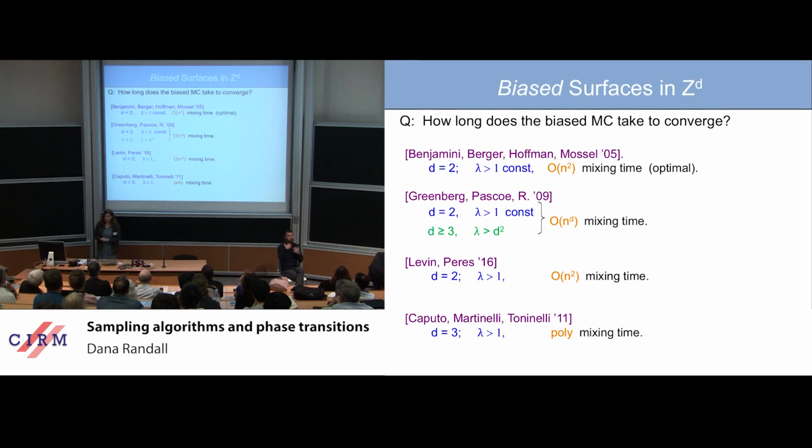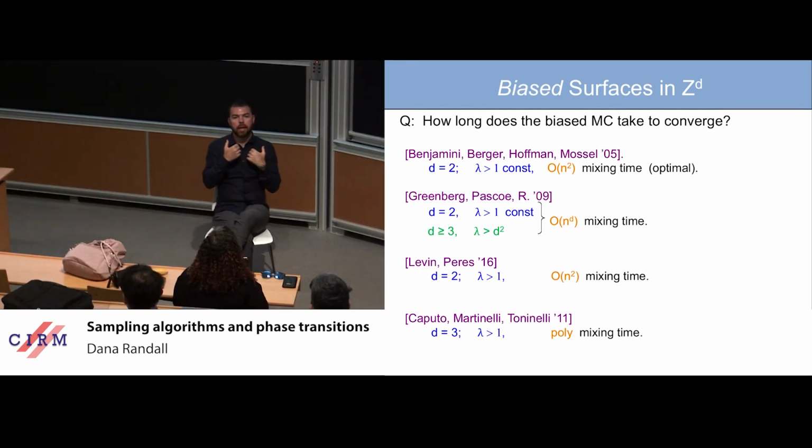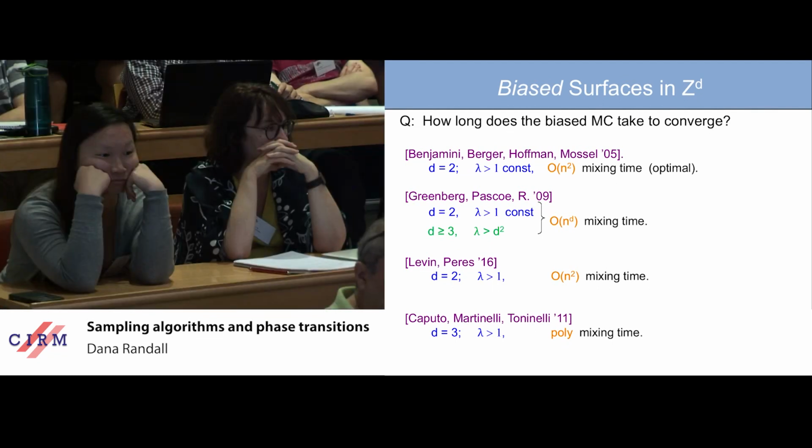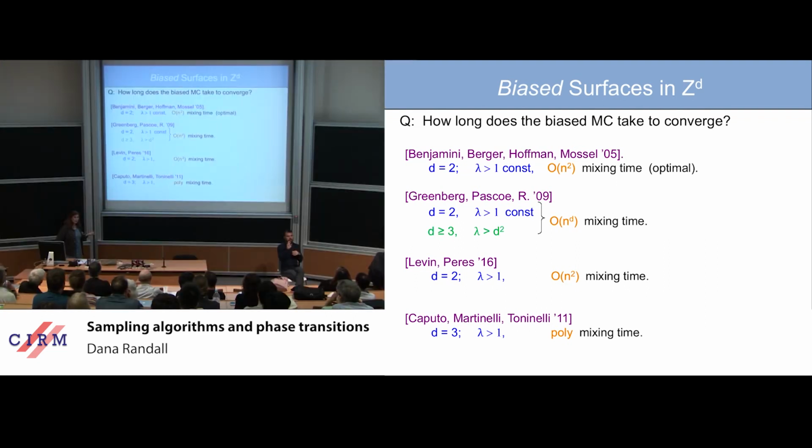So here's the punchline for the biased chain. There were a series of works that all say the same thing, which is that sampling with any bias is fast, okay? So the first work was Benjamini, Berger, Hoffman, and Mossel in 2005. They were looking at biased card shuffling, was the name of their paper, okay?